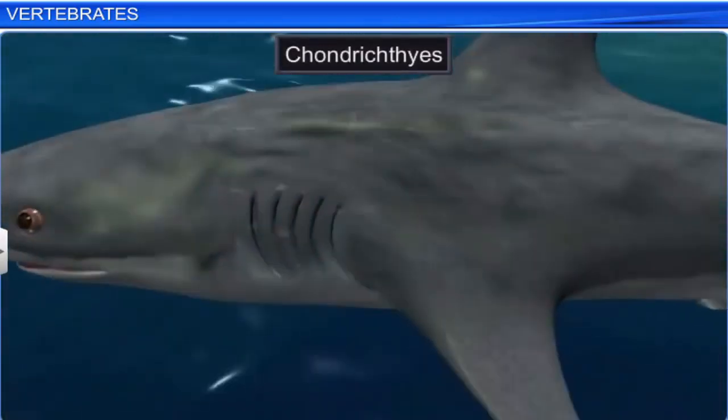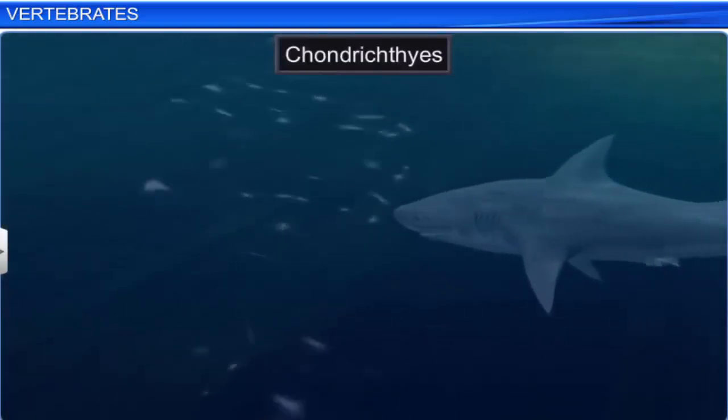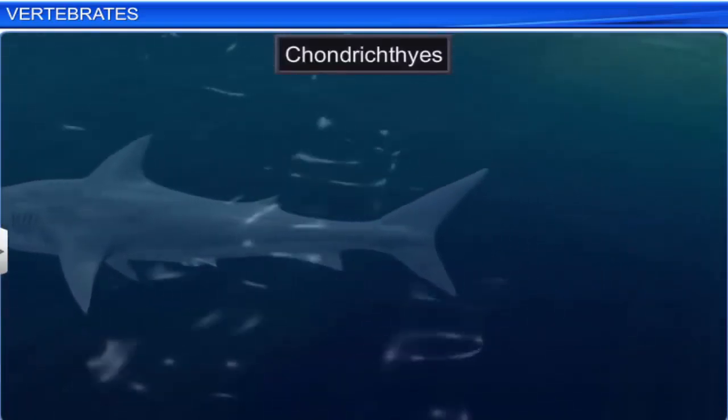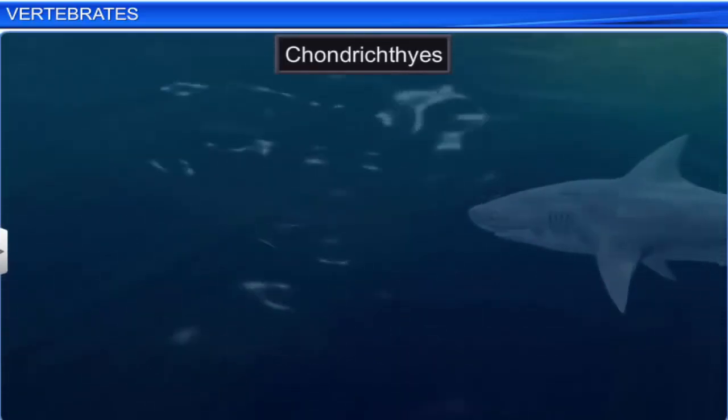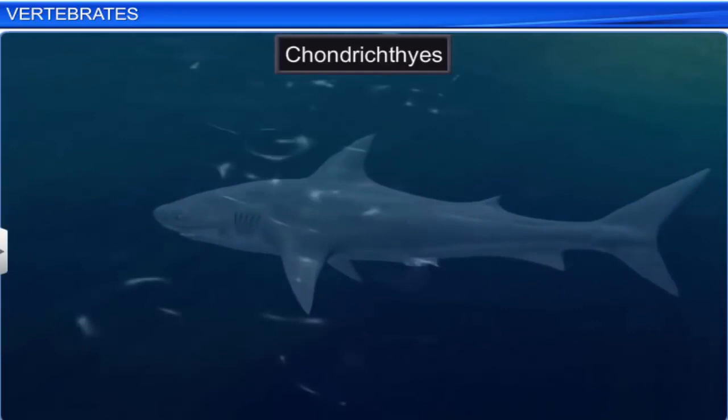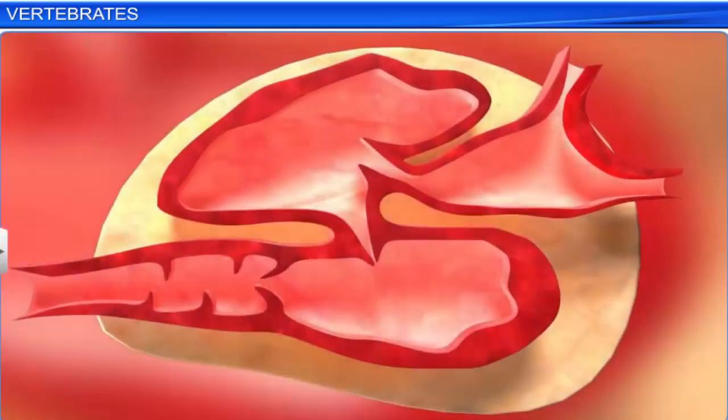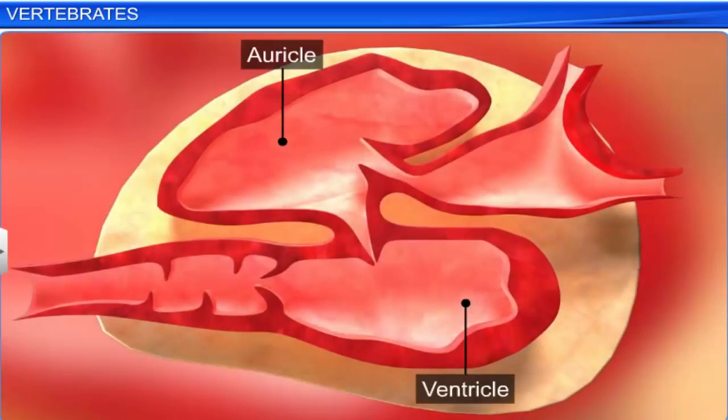Unlike other fish, their gill slits are separate and the operculum is absent. Moreover, the absence of the air bladder forces them to swim constantly to remain buoyant. These fish are cold-blooded or poikilotherm and have a two-chambered heart with one auricle and one ventricle.